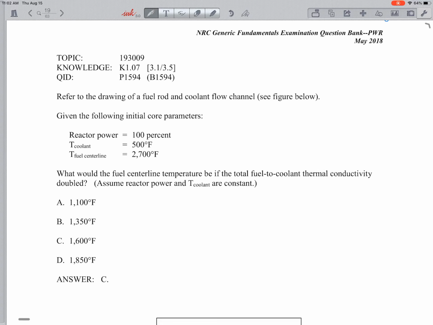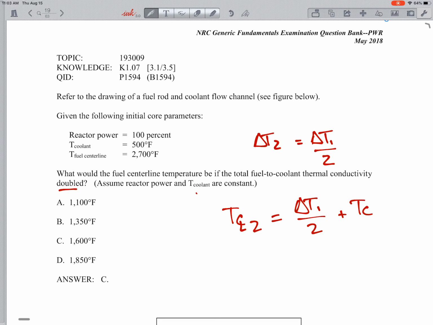Here's 1594. For the drawing of the fuel channel, reactor power is 100%, coolant temperature is 500 degrees, fuel center line temperature is 2700 degrees. All right. The conductivity is doubled, right? So I think we can skip on down to delta T2 is equal to delta T1 divided by 2. Okay, so temperature center line at state 2 is equal to delta T1 divided by 2 plus temperature of the coolant, because coolant is constant.